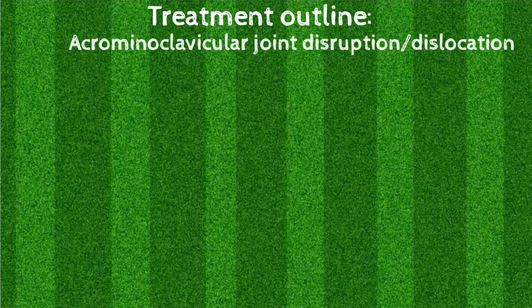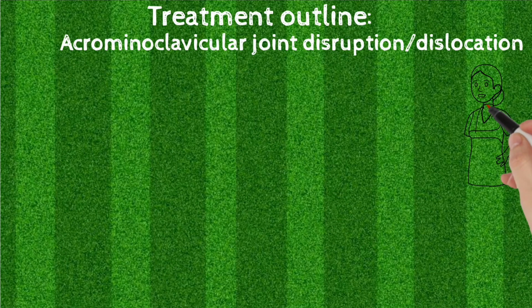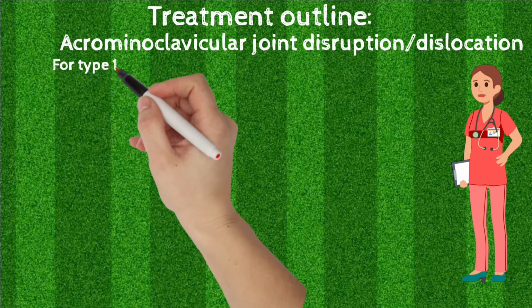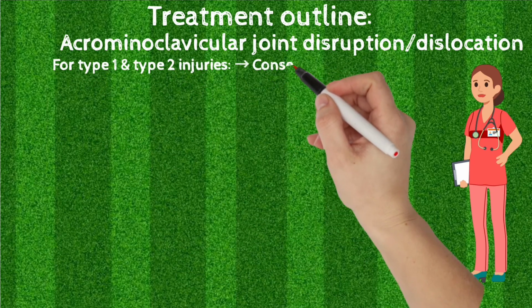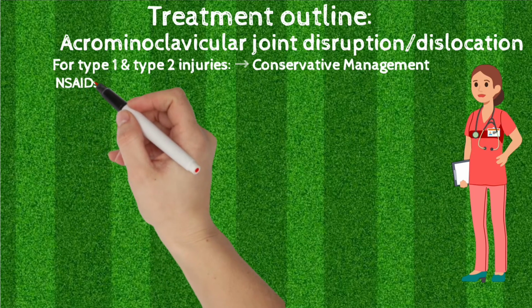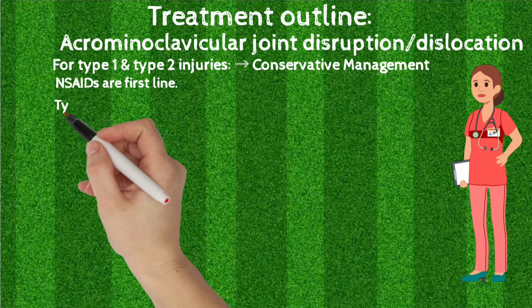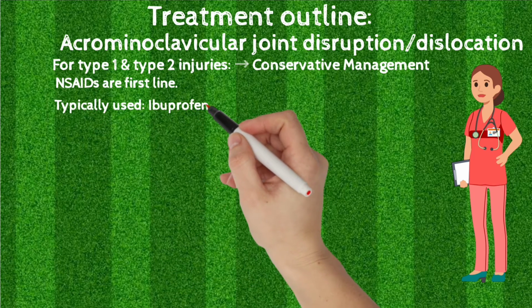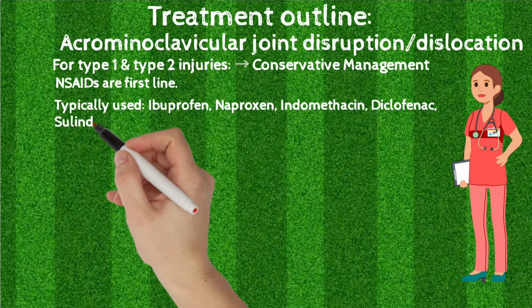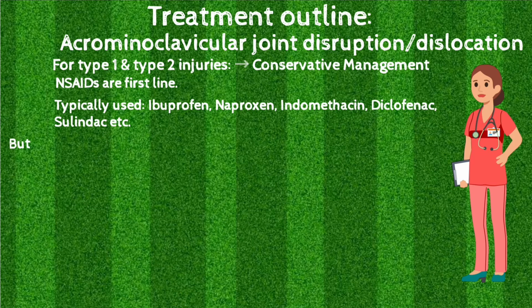Now we are going to know the treatment outline of acromioclavicular joint disruption or dislocation. For type 1 and type 2 injuries, conservative management. NSAIDs are the first line. Typically used: ibuprofen, naproxen, indomethacin, diclofenac, sulindac, etc.